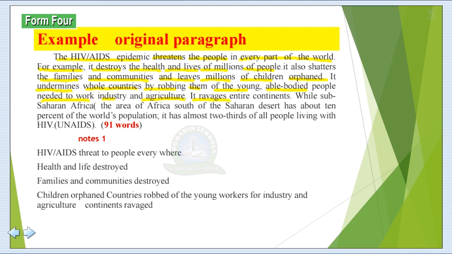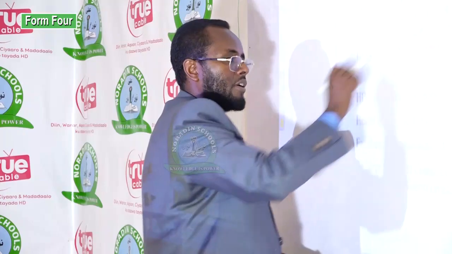It ravages entire continents. While sub-Saharan Africa, the area of Africa south of the Sahara desert, has about 10% of the world's population, it has almost two-thirds of the world's people living with HIV-AIDS. This is 91 words, so we want to summarize. This is the long text, the original text, not the summary.